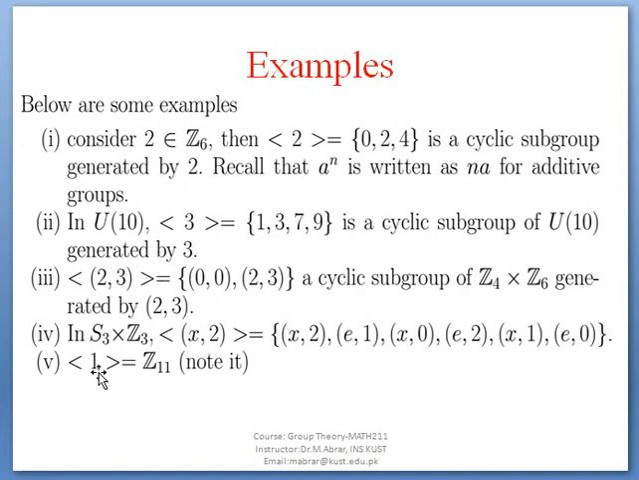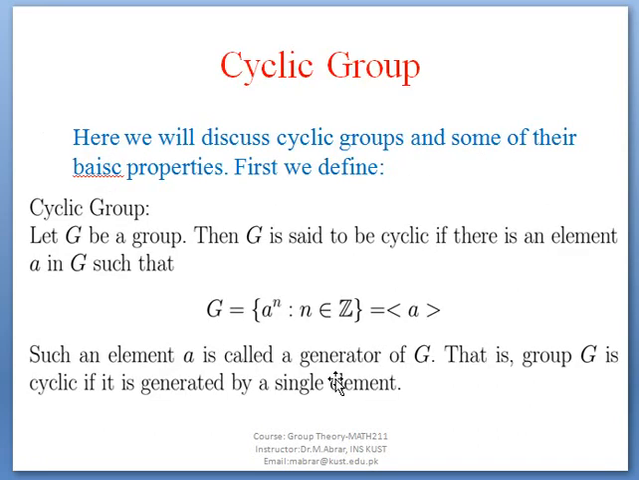In example 5, if we consider Z11 and take 1 from Z11, then the single element 1 generates the entire group Z11. So that's a quite interesting situation, that a single element is generating the entire group. This leads to the definition of a cyclic group.